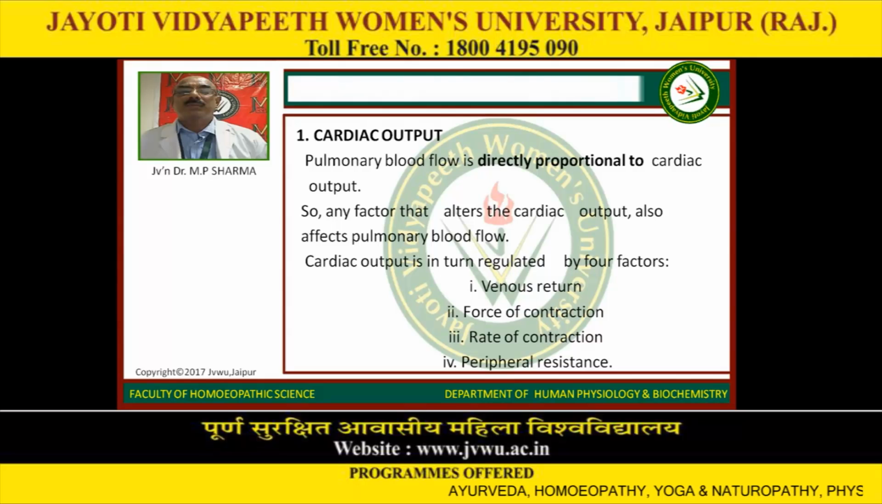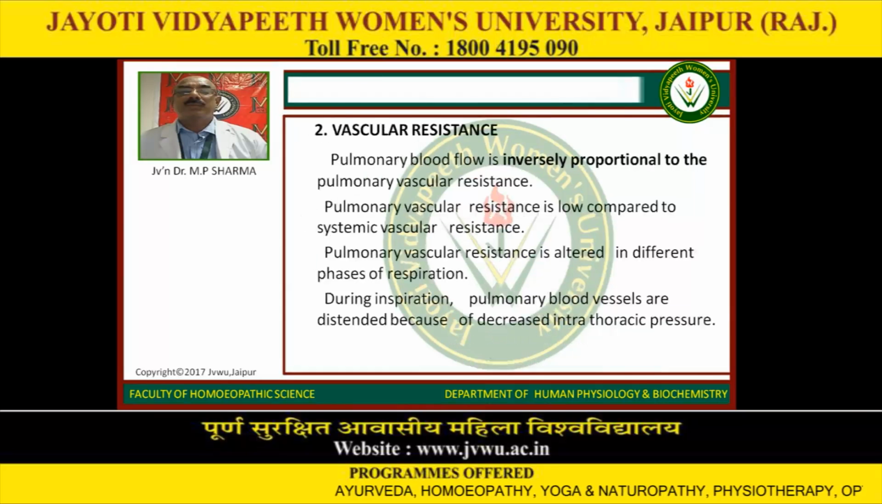Now cardiac output. Pulmonary blood flow is directly proportional to cardiac output. So any factor that alters the cardiac output also affects pulmonary blood flow. Cardiac output is in turn regulated by 4 factors. Number 1, venous factor. Number 2, force of contraction. Number 3, rate of contraction. And number 4, peripheral resistance.